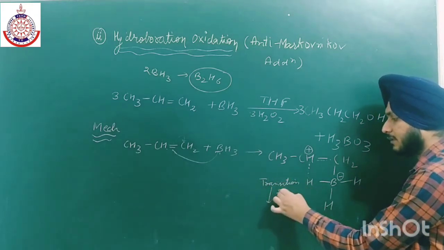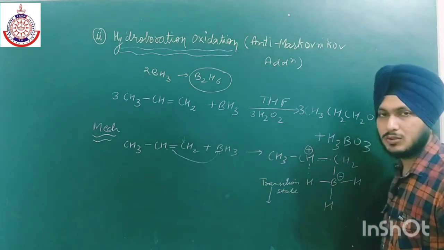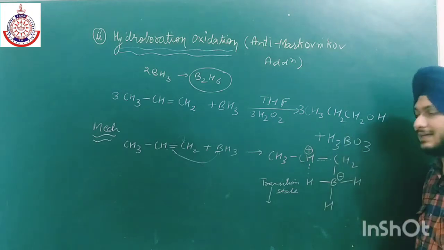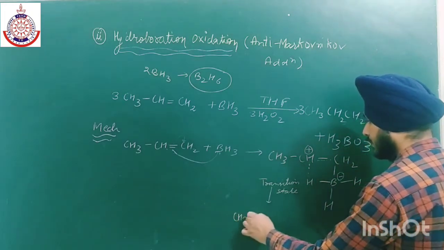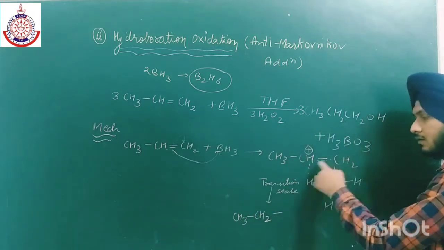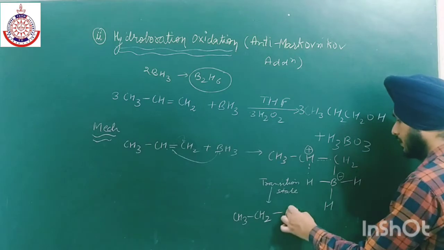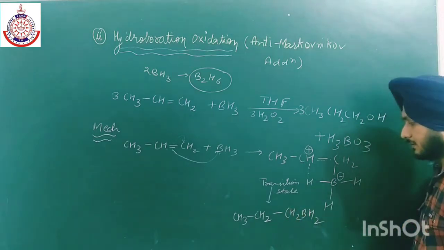Actually this is a concerted mechanism, a single step, but it goes through a transition state like in the case of SN2, and we will get this product, CH3CH2. This hydrogen will attach over here, this double bond is converted into a single bond, and we will get BH2. So this is the product.